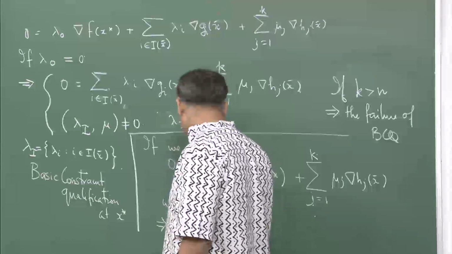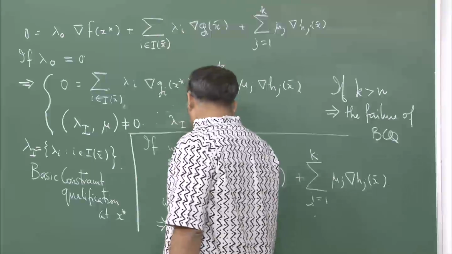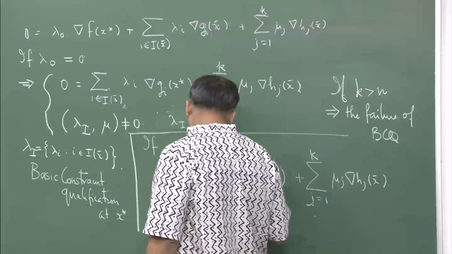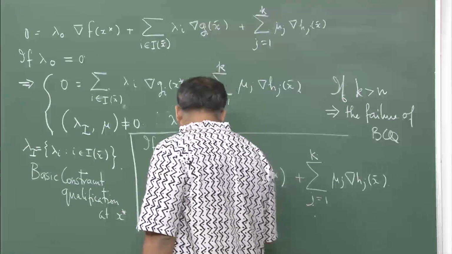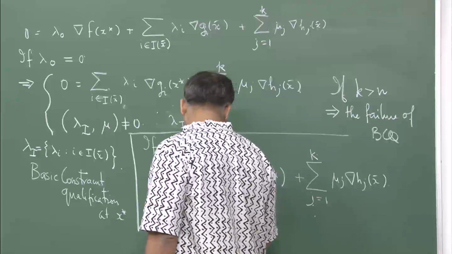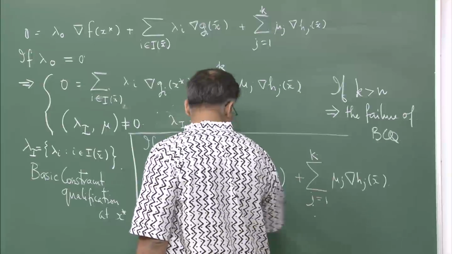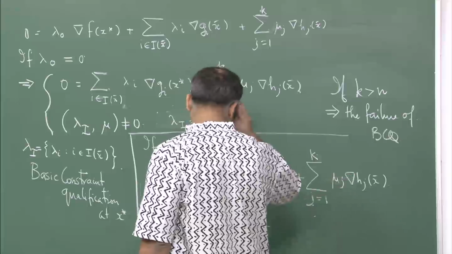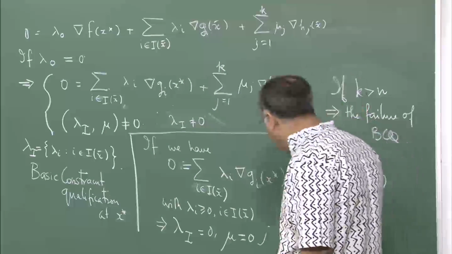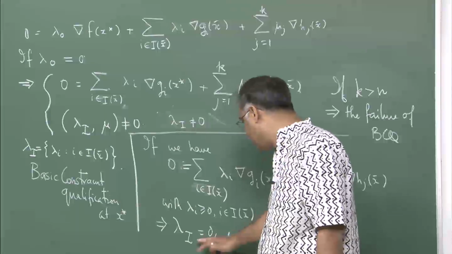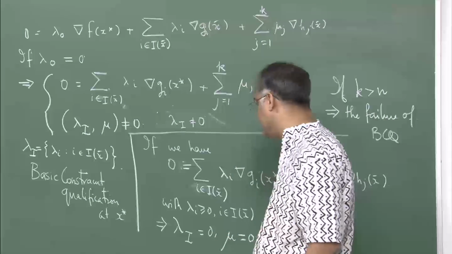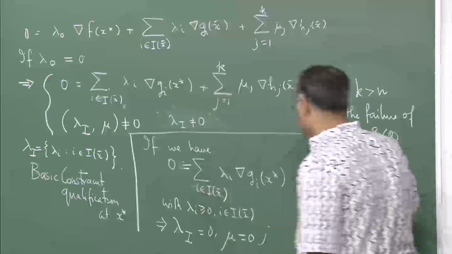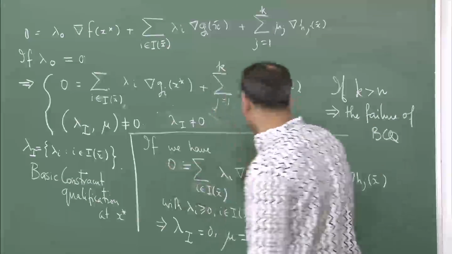So there is no such vector lambda i greater than or equal to 0 and lambda i not equal to 0, or mu not equal to 0, because you see, if there exists a vector mu not equal to 0 for which this is holding, and if all the lambda i's are equal to 0, then the BCQ will fail. So there cannot be any lambda i here not equal to 0 and lambda i greater than or equal to 0, that is, all of them are greater than or equal to 0 and one of them is strictly positive, for which this equation would hold.